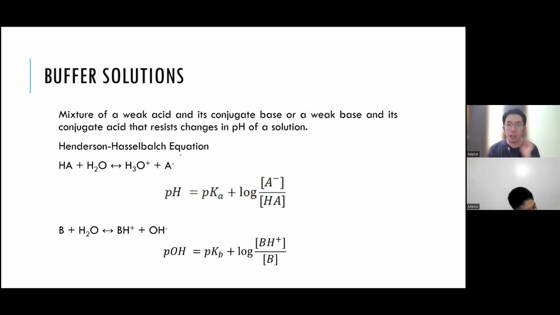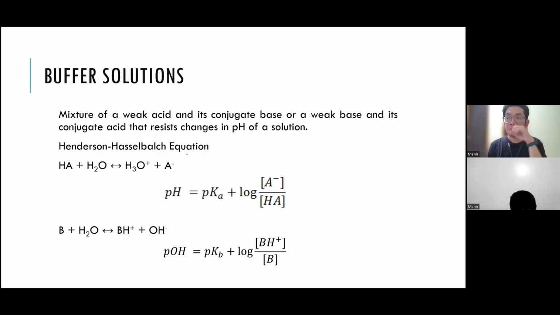Buffers are made up of what? Anong components ng buffers mo? Yung acid or base. Okay, good. Anong type ng acid? Strong or weak? Weak. Dapat weak ha. It's either weak acid and its conjugate base or weak base and its conjugate acid. That is the components of buffer solutions.